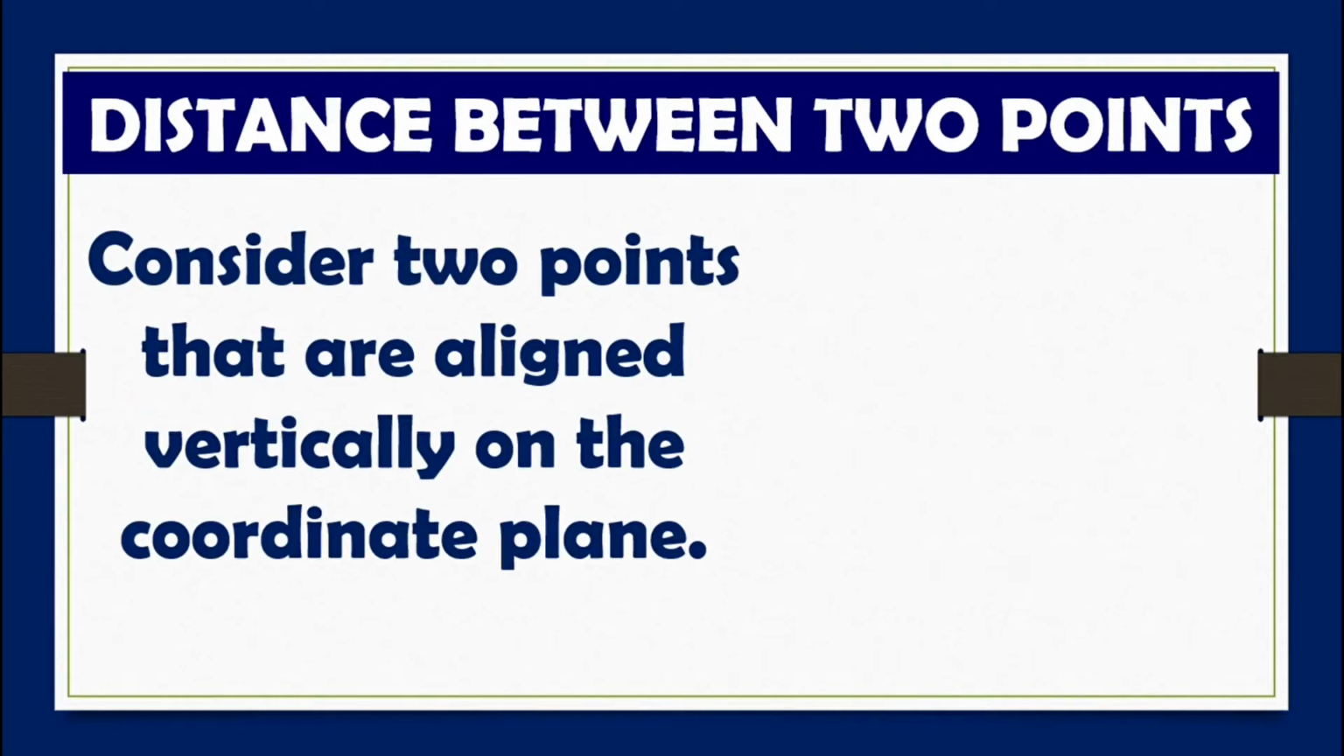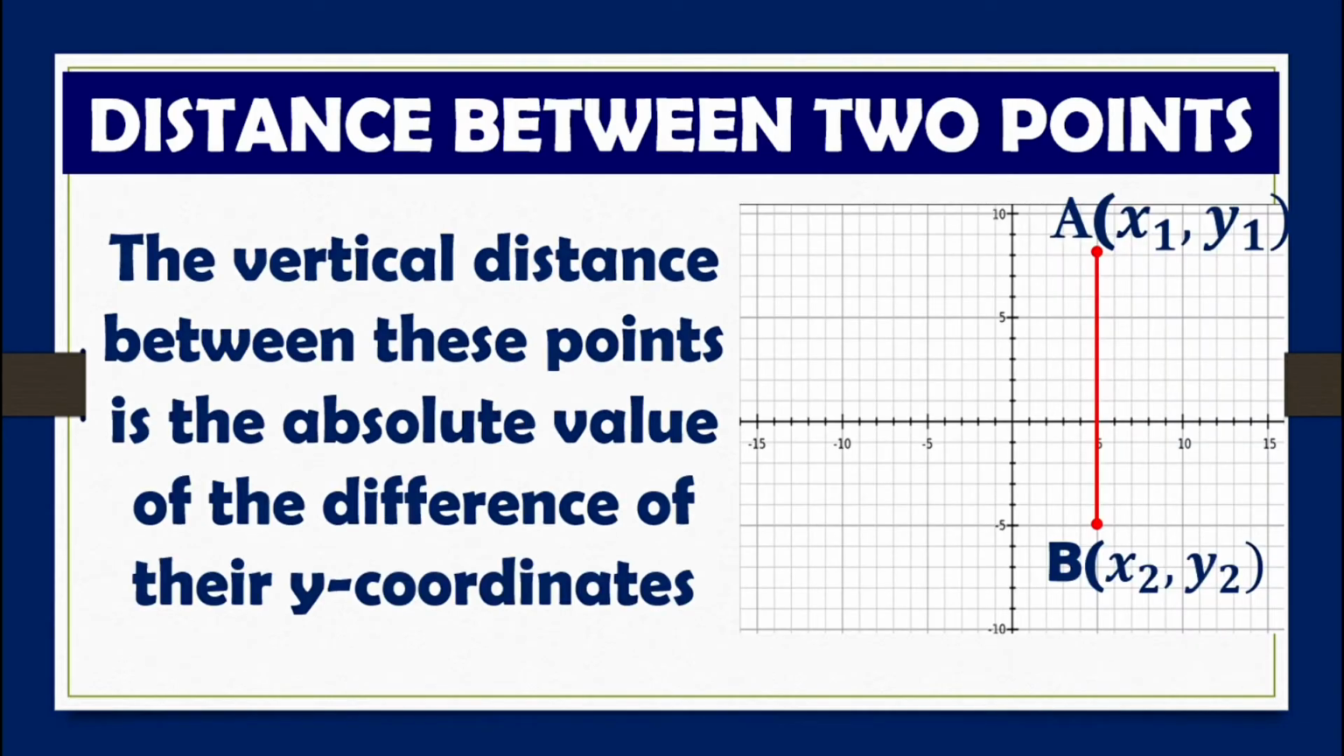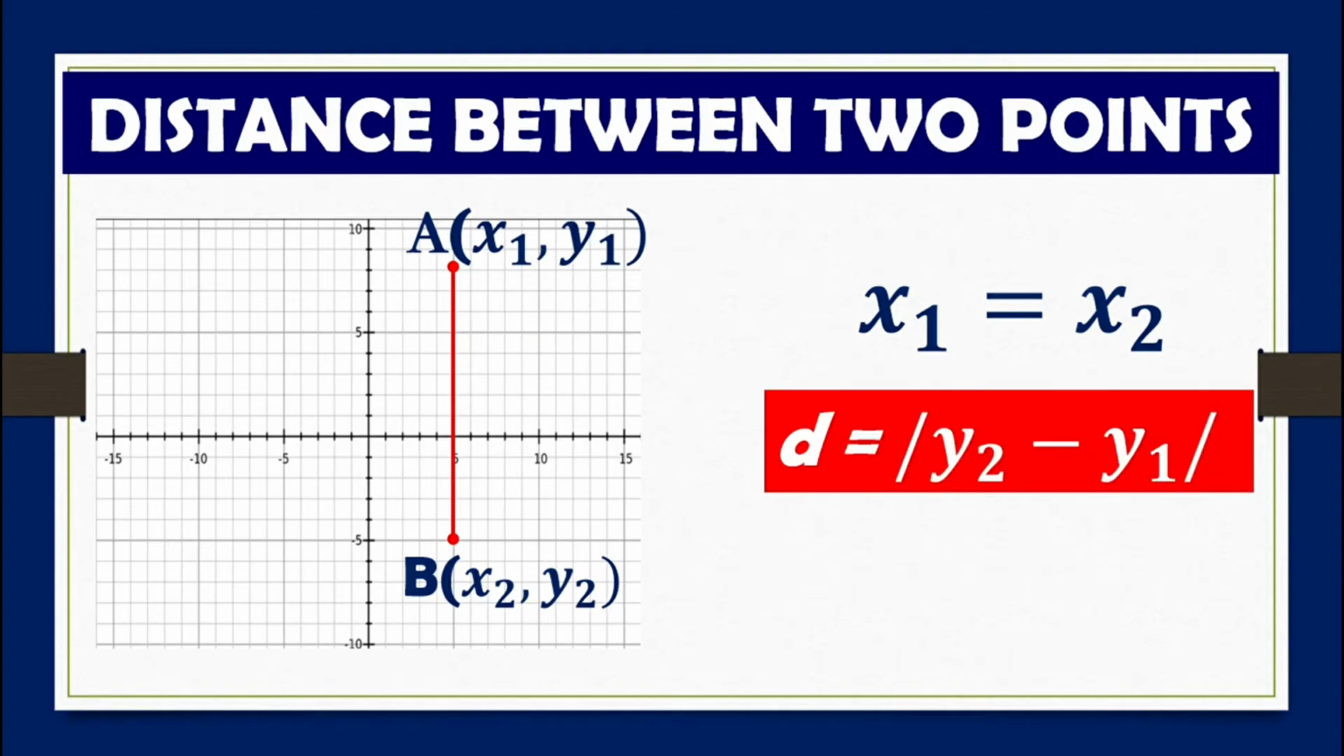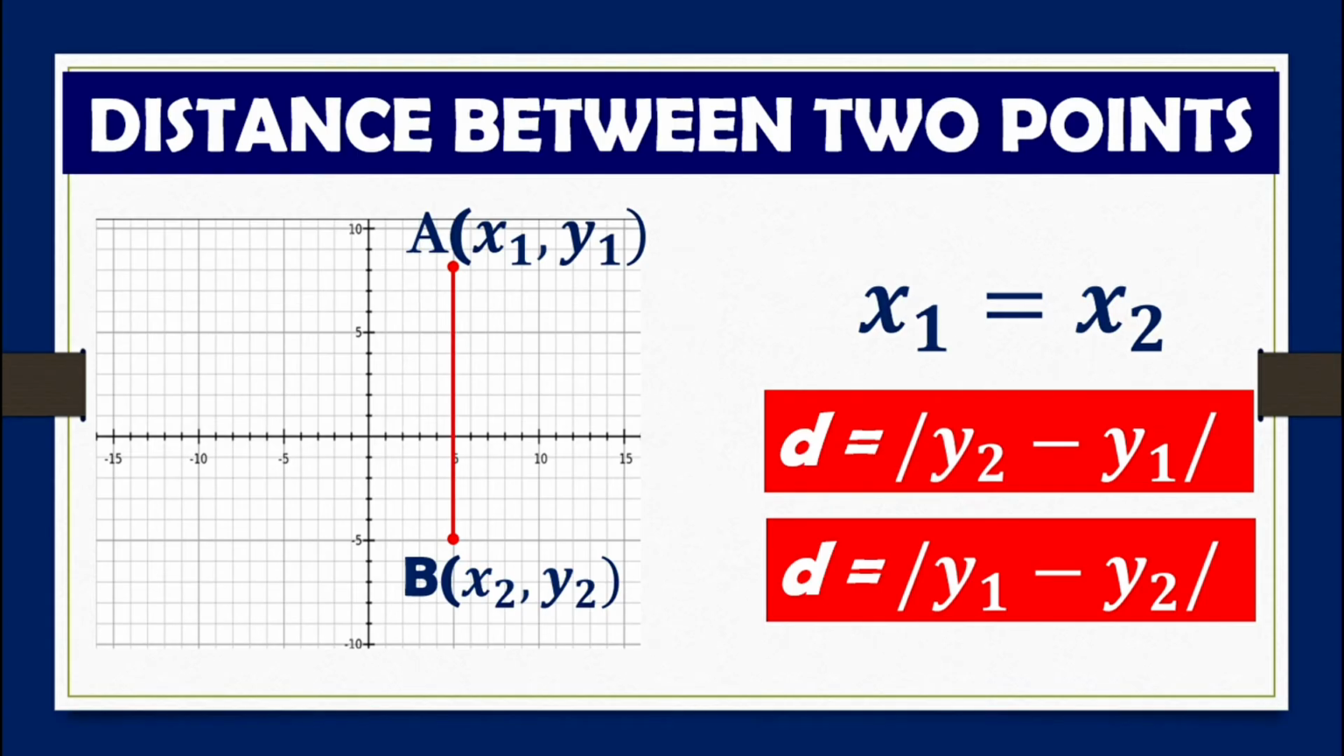This time, let us try to consider 2 points that are aligned vertically on the coordinate plane. Here, the vertical distance between these points is the absolute value of the difference of their y coordinates. And looking at the graph, we can consider that the value of our x sub 1 is equal to x sub 2. Therefore, finding for the distance between 2 points in a vertical line, we will consider this formula. D is equal to the absolute value of y sub 2 minus y sub 1, or distance is equal to the absolute value of y sub 1 minus y sub 2.